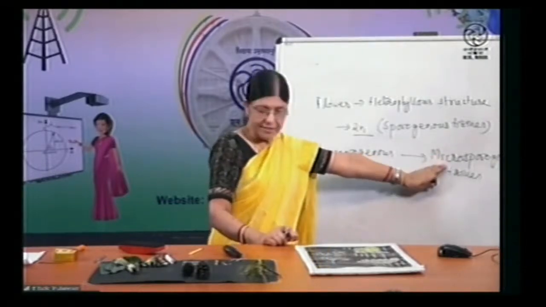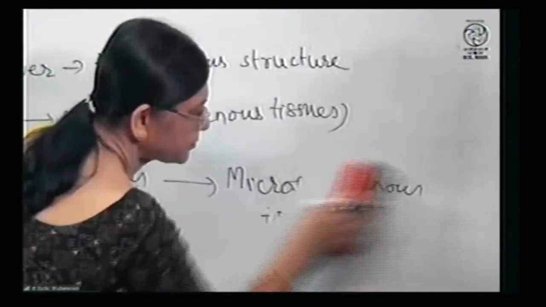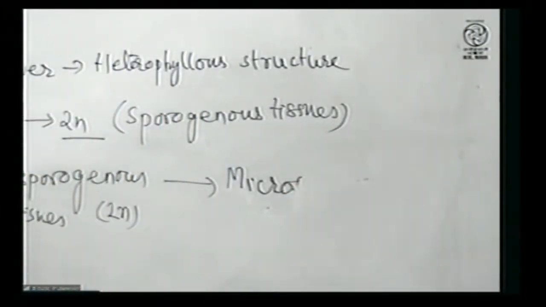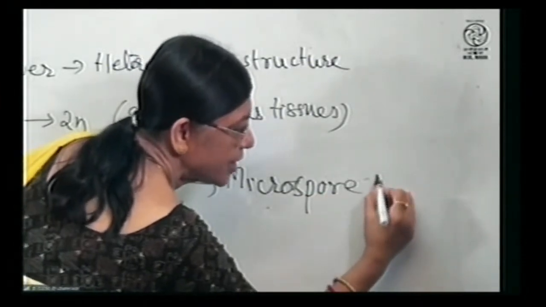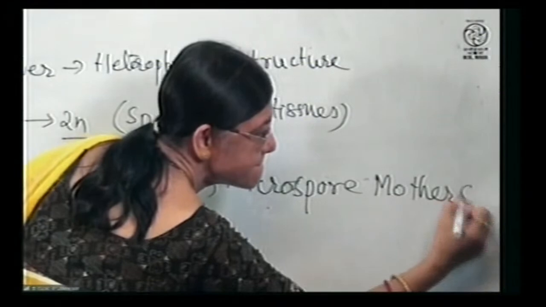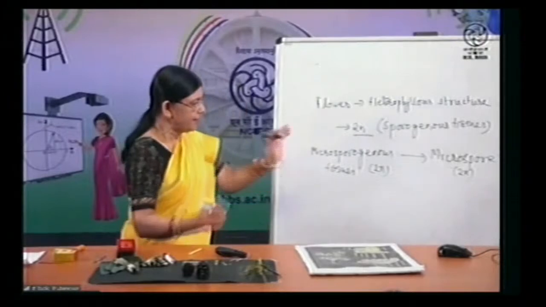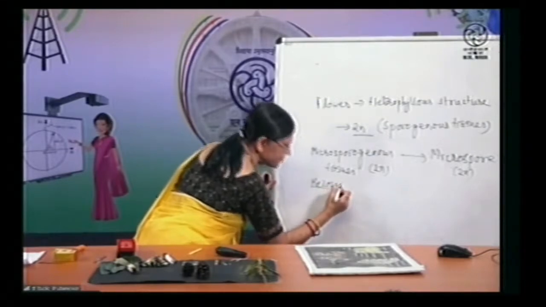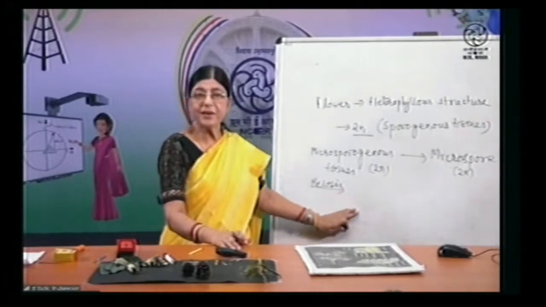So when these microsporogenous tissues are proceeding for meiotic division, they will no more be called microsporogenous tissues, but they will be called microspore mother cells. Still they are diploid. Microspore mother cells now undergo meiosis. When they undergo meiosis, what would happen?